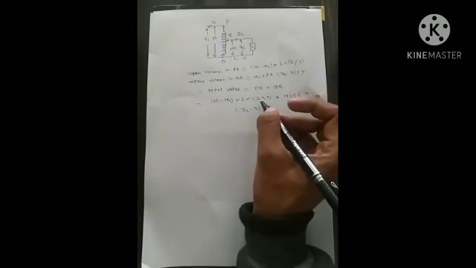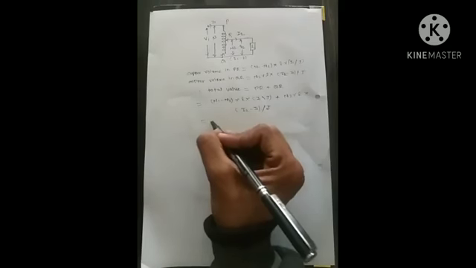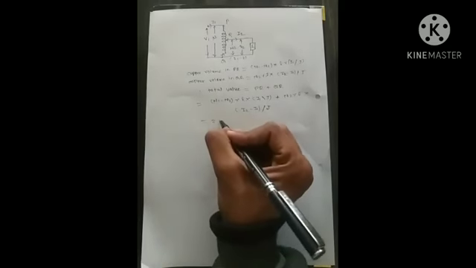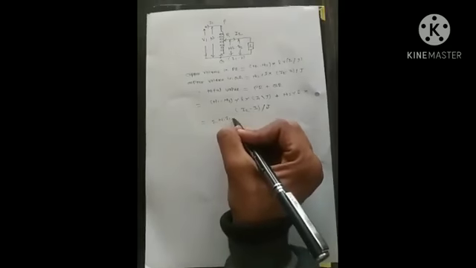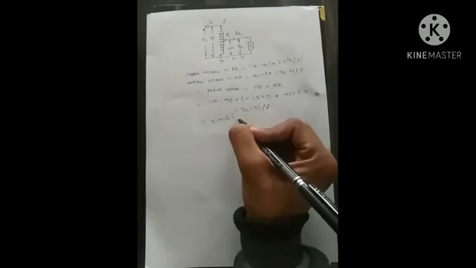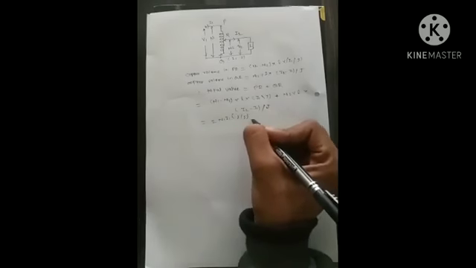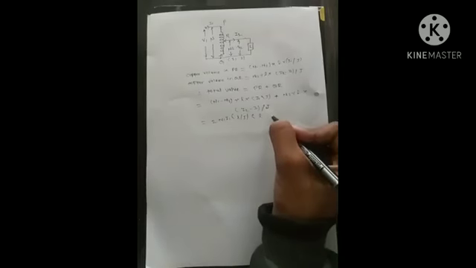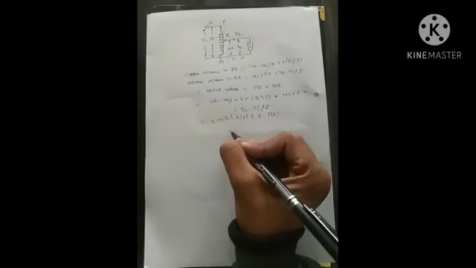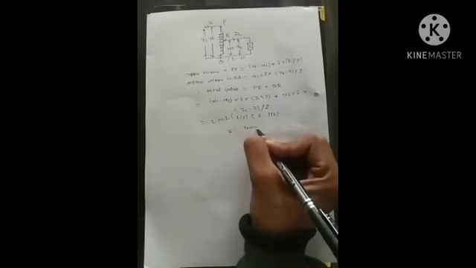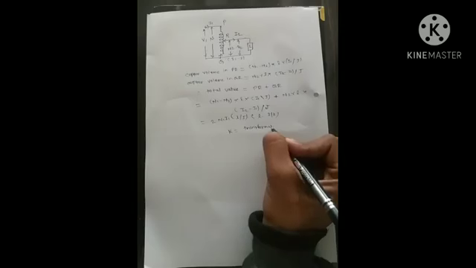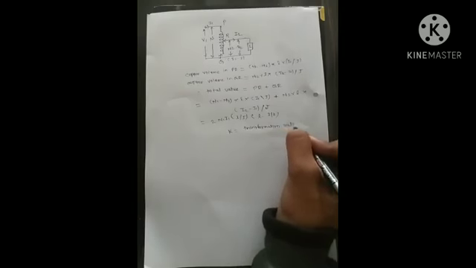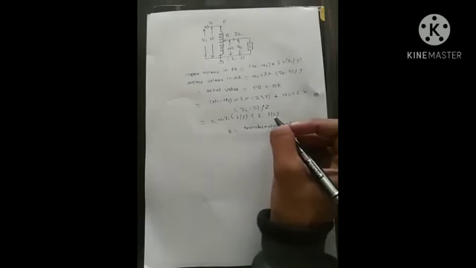So we can simplify this equation as 2N1I1 into L upon J into bracket 1 minus 1 upon K. Here K is the transformation ratio, K equals transformation ratio.